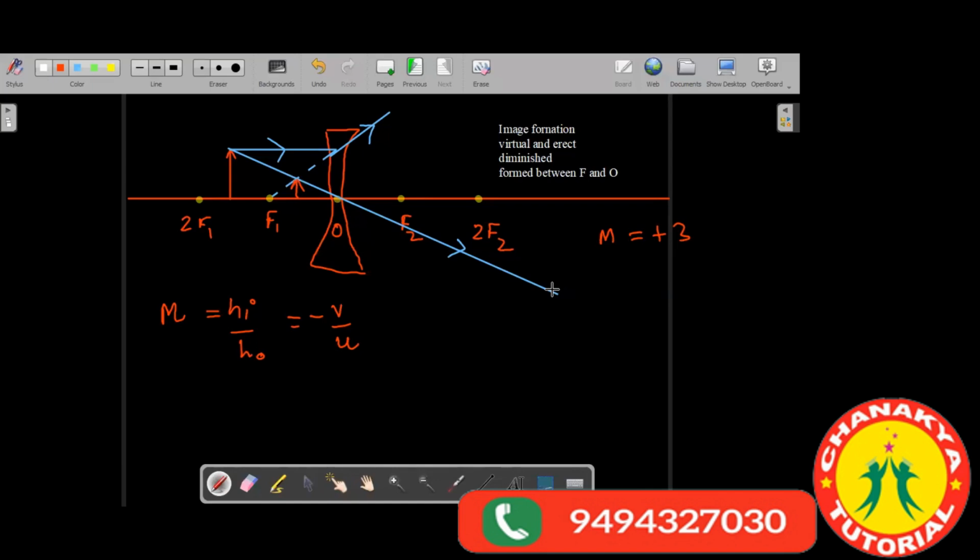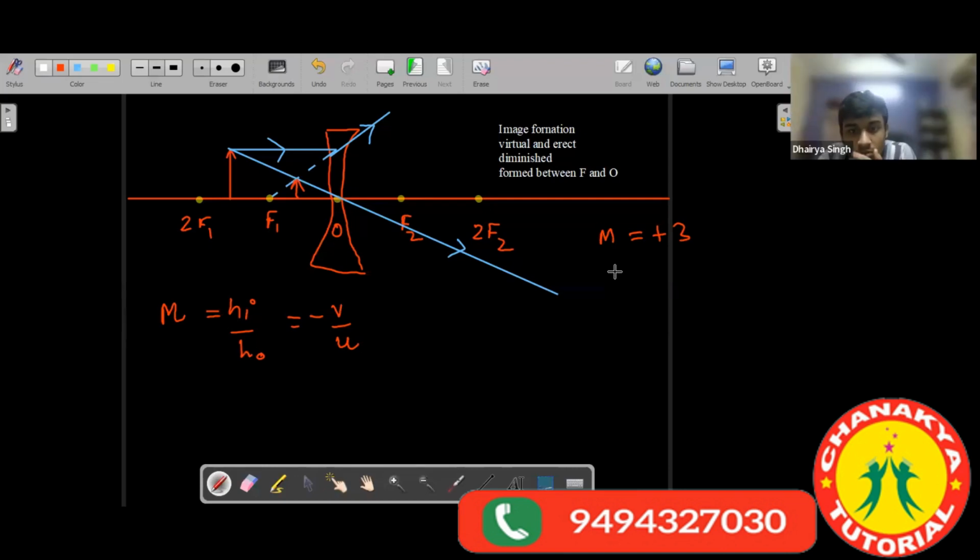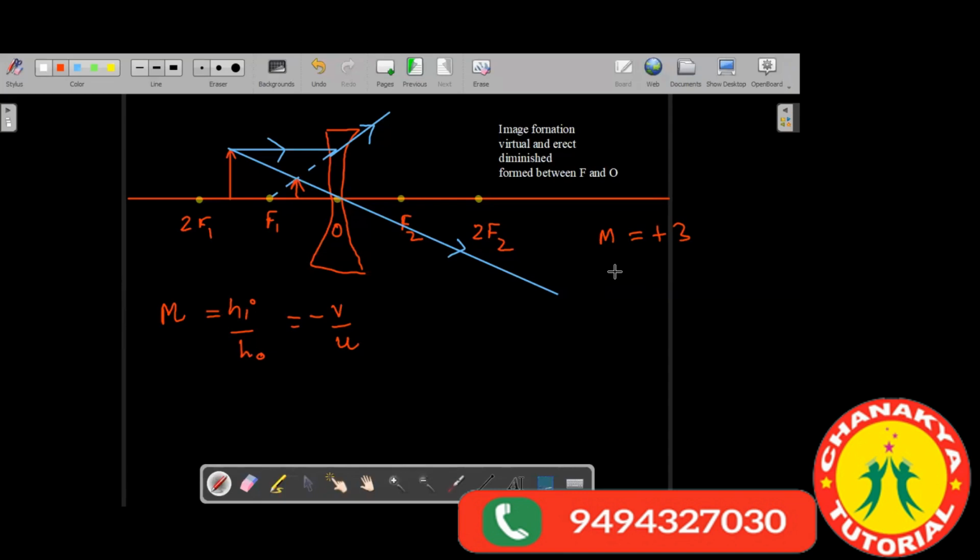Sudhanshu? Yeah, Sudhanshu? Sudhanshu? There, are you there? There? Yes, sir. For which position will I get the magnification as +3? Sir, like where will we keep the object? Yeah, where will we keep the object?